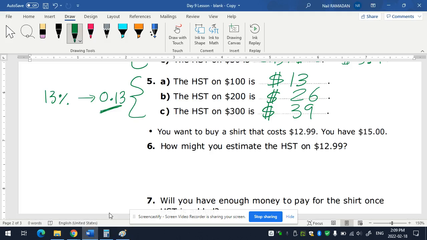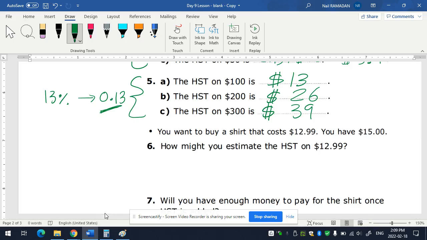Okay. So you want to buy a shirt that costs $12.99. You have how much on you? The question is, are you going to be able to afford it? Obviously, unless that store is having a no tax sale, you can't just pay $12.99. Usually they will want you to pay tax.